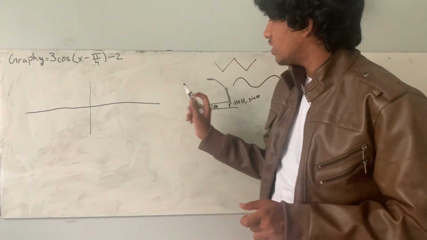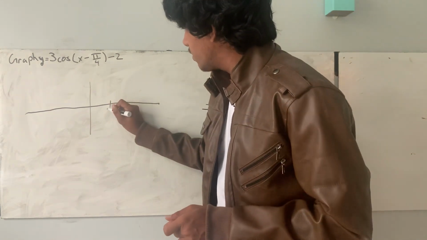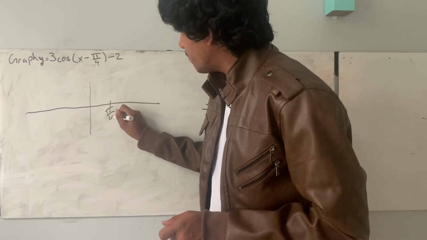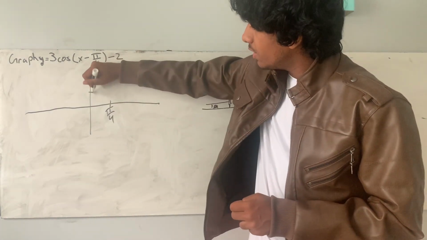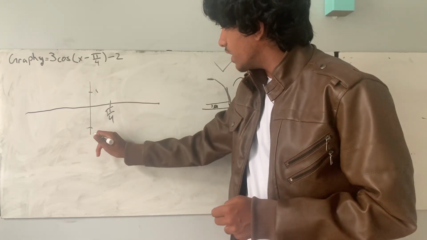So let's actually do this about pi over 4. Because after pi over 4, we're just graphing a normal cosine function. This is 1. Let's say this is -5.